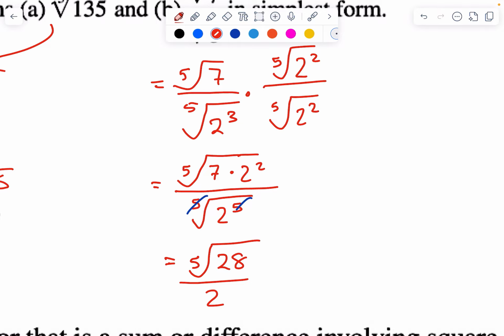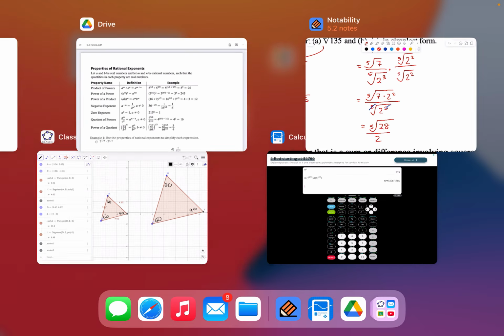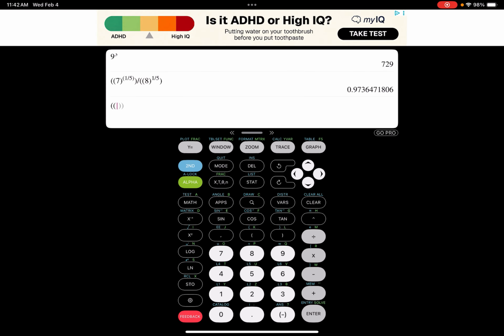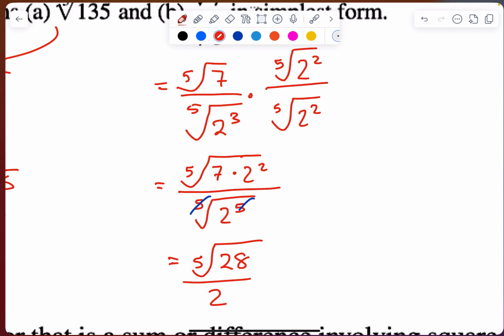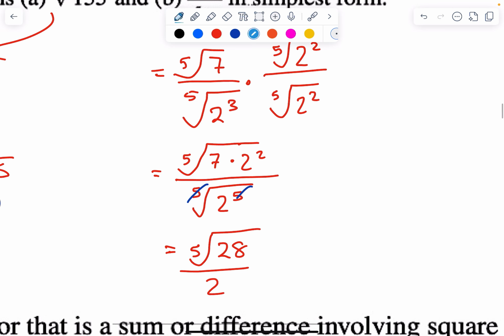Okay, let's go back to the calculator. So the 5th root of 28 divided by 2. Oh wait, I'm writing it wrong. 28 to the 1/5 power, which is the same as taking the 5th root, divided by 2. And what do you know? We get the same thing. So all I'm doing is rewriting the first expression in an equivalent form with no radical in the denominator.